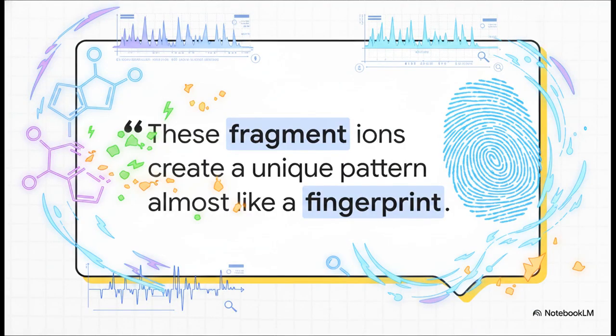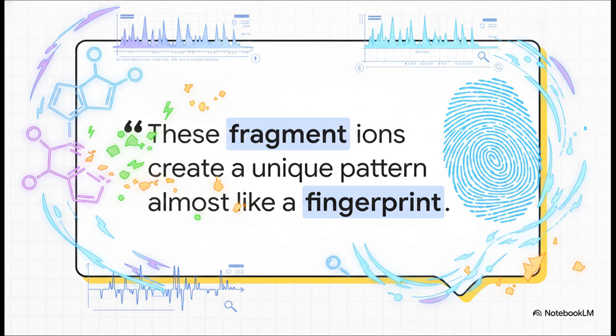Because this high-energy fragmentation is based entirely on the specific chemical bonds within the molecule, these fragment ions create a unique pattern. It's almost like a fingerprint of the compound. And here's the best part. Electron impact spectra are incredibly reproducible. Under the exact same conditions, toluene is always going to shatter in this exact same way.